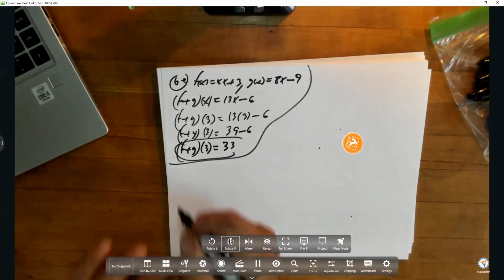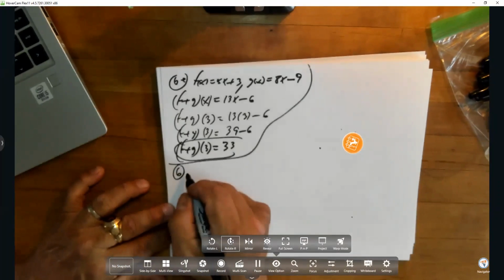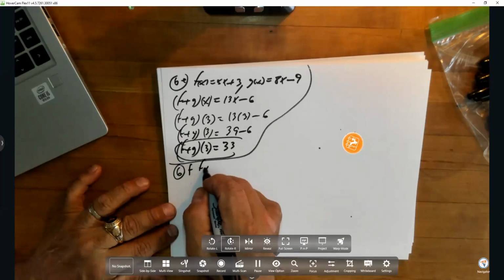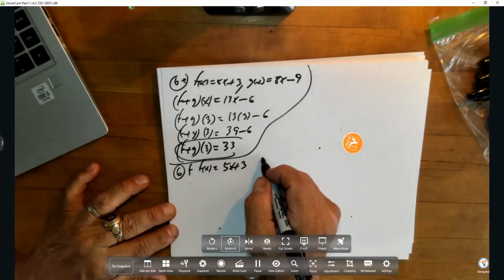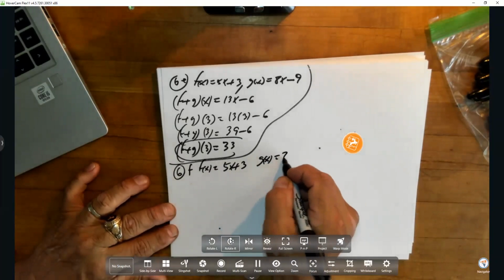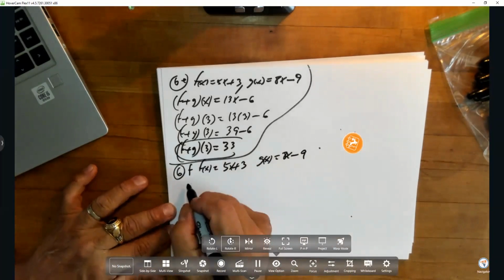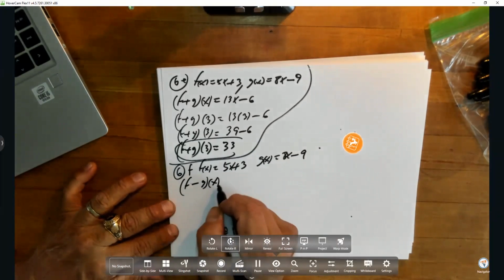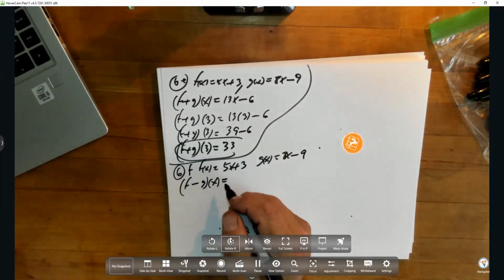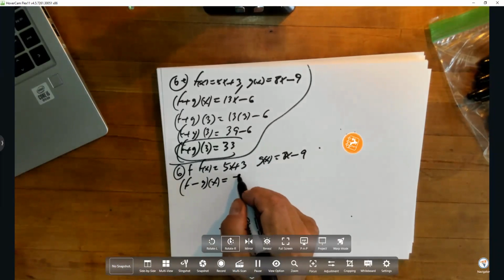Okay. So now 6th letter F. F of x again is 5x plus 3, and g of x is 8x minus 9. This one said, what is f minus g of x? Well, if I look at my answer from before, it's a minus 3x and a positive 12. That's what it was originally.